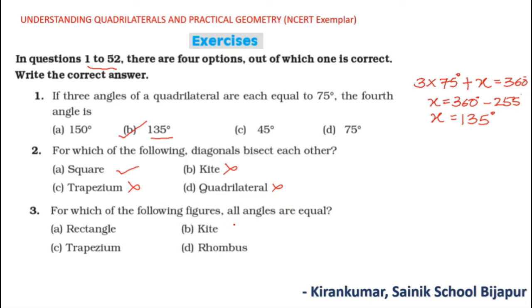For which of the following figures are all angles equal? When you look at these options here, rectangle is the only one in which all the angles are equal and it is equal to 90 degree.